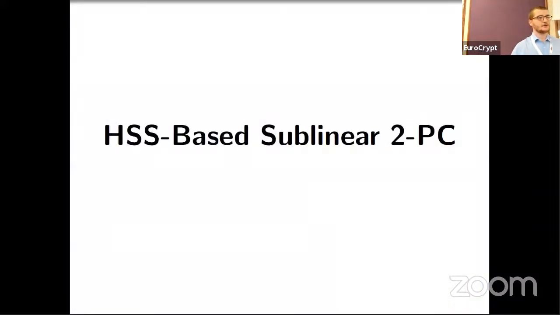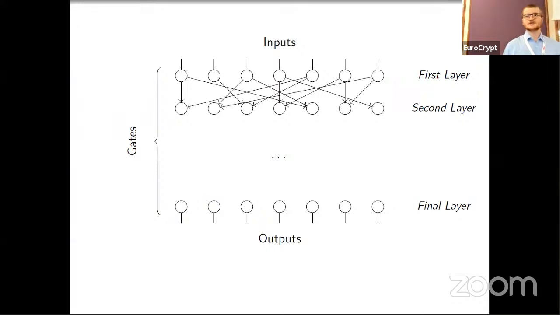So let's talk very, very briefly about how the protocol can work using this homomorphic secret sharing. The first thing to note is that we can't do a sublinear computation for all circuits. We have to choose some, and we do it for the class of layered circuits. That simply means that you can partition the gates into layers such that wires only go from one layer to the next. But it is a very general class of circuits.